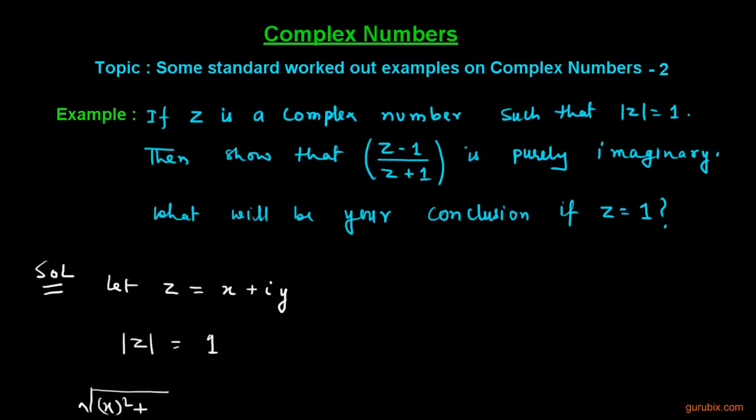Welcome friends. This is another example on complex numbers, and the example is as follows. If z is a complex number such that mod z is equal to 1, then show that (z minus 1) over (z plus 1) is purely imaginary. What will be your conclusion if z is equal to 1? So let us see how to solve this example.